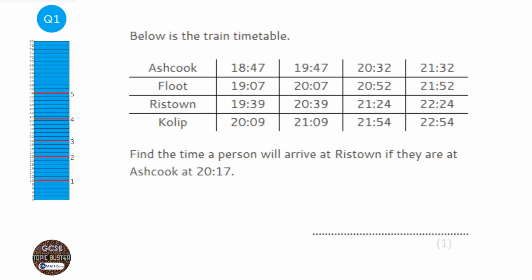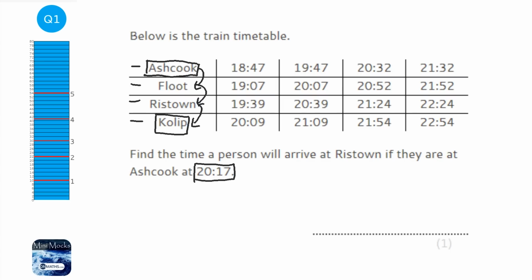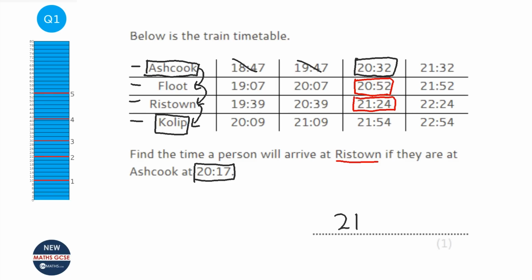So in this question we're given a train timetable, and we've got 4 towns. We've got Ashcook, Flute, Risetown and Colip, and the bus is obviously starting at Ashcook and then finishing at Colip, passing through these towns as it goes. So we arrive at 2017 at Ashcook. Now we will have missed this train and we'll have missed this train, but we'll be in time for this train. So we'll take the 2032 train. Now that will stop at Flute at 2052, but we're looking to see how quick we can get to Risetown, which is the next stop there. We'll get to Risetown at 21:24.